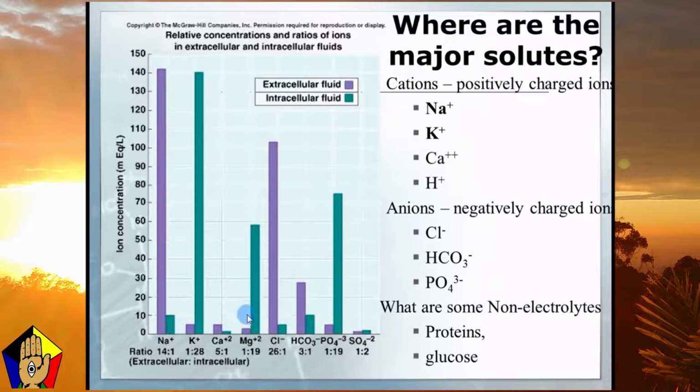When you look at the electrolytes that are inside of a cell, you've got potassium, a lot of magnesium, a lot of phosphates. Those are really high inside the cell. When you look at outside the cell, you can see really high sodium, really high chloride, and then a lot of bicarbonate too, comparatively. So just as an example or a review chart there.